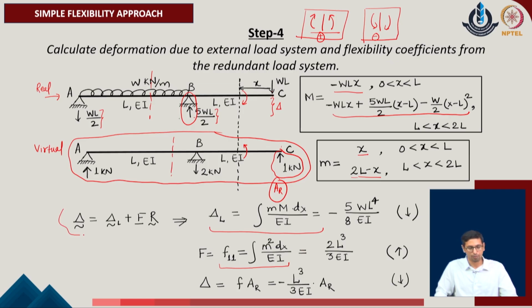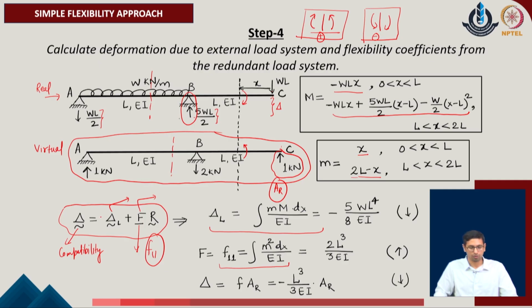What we realize is that the compatibility condition can be described by this standard form, where delta is the compatibility parameter or the effective displacement at the given point where the redundant has been considered. Delta L is the deformation due to the external load in the direction of the redundant. F is the flexibility coefficient corresponding to the given redundant position of the given system. Right now we have only one redundant value, so the flexibility coefficient happens to be only a single value, which is f1 for this case.